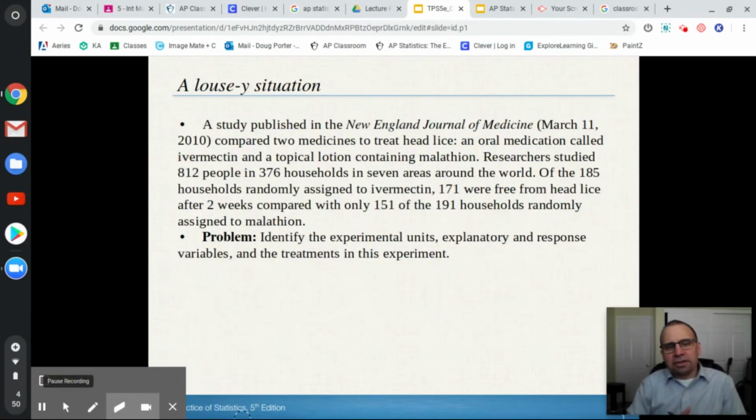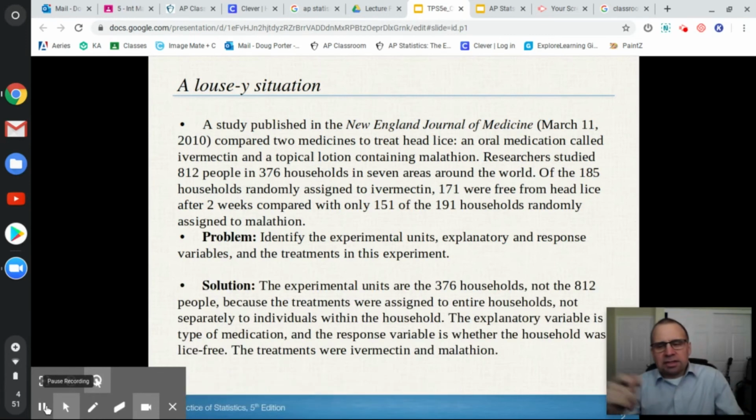Here's another example. Researchers studied 812 people in 376 households, and they gave them a couple of different treatments. And so they wanted to know what are the experimental units, the explanatory and response variables, and the treatments in this experiment. Take a moment, try and answer this based off the reading, and I'll show you on the next slide what the answer is. This one's kind of tricky.